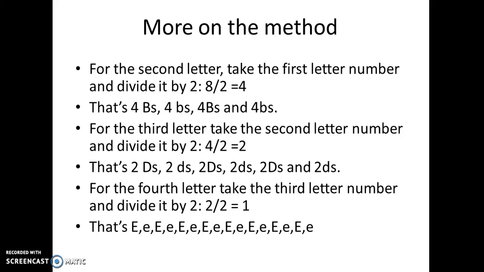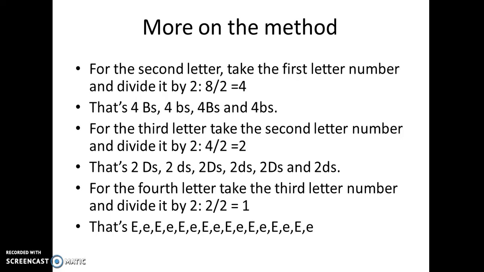Now, you're not going to write down 8 big B's and 8 little B's. No, because that's not right. So you have to change the pattern a little bit. So what you're going to do is take the first letter number, which is 8, divided by 2, which is 4, and you're going to write 4 big B's, 4 little B's, 4 big B's, 4 little B's. Right next to the A's.